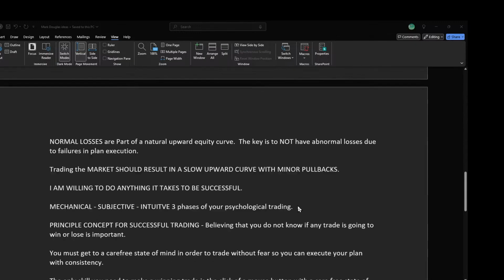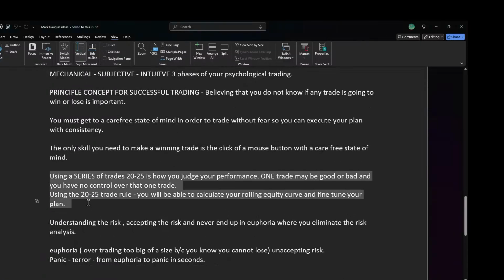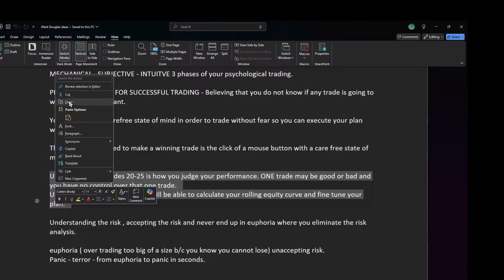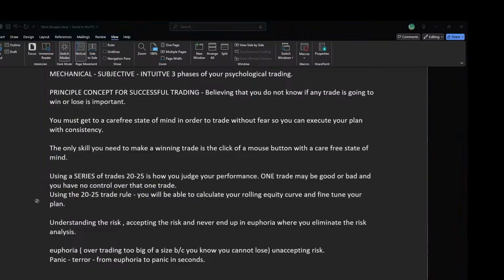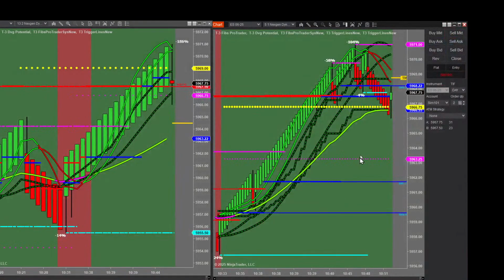But the one that I wanted to look at is right here. Because that one time that breaking your rules works is enough for most people's brains to break the rules until they blow out. Using a series of trades, 20 to 25, is how you have to judge your performance. One trade may be good or bad, and you have no control over that one trade. But if you use the 20 to 25 trade rule, you'll be able to calculate your rolling equity curve and fine-tune your plan. Guys, you'll have a sample that you can look at. And then Trina, oh, look at that, it pushed lower.